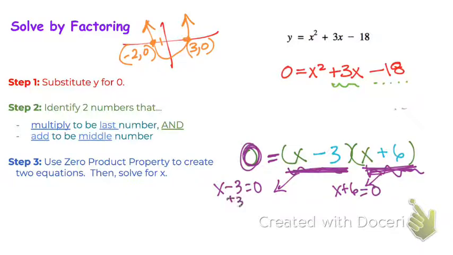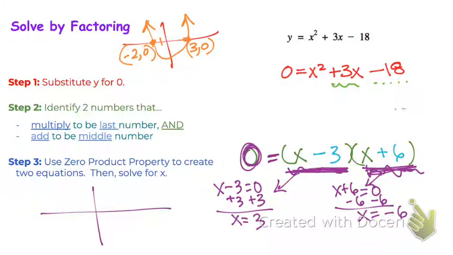So if I add 3 to both sides, I see that x is 3. That's one answer. And if I subtract 6 from both sides, I see that x is -6. So this one actually, if we were to graph it, we would see that it intersects at -6 and at 3. So it looks something like that.